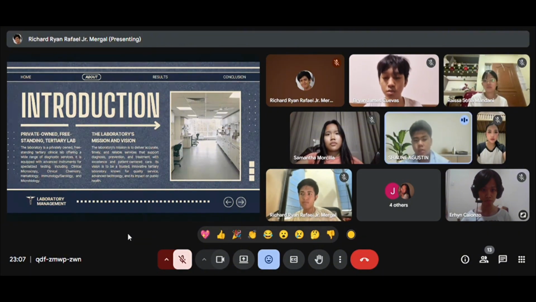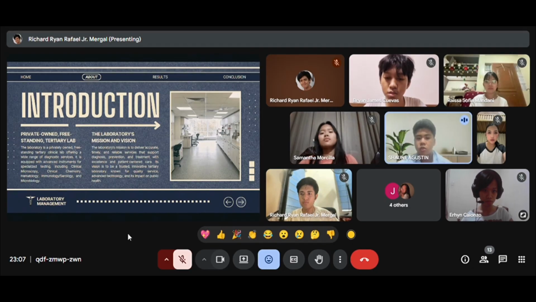I'm Liam Augustine. Our mission here at QualiMed Laboratory is to provide accurate, timely, and reliable laboratory services that support disease diagnosis, prevention, and treatment while upholding excellence, integrity, and patient centered care. Our vision is to be a trusted and innovative freestanding tertiary laboratory recognized for its quality service, advanced technology, and contribution to improving public health and medical diagnosis.